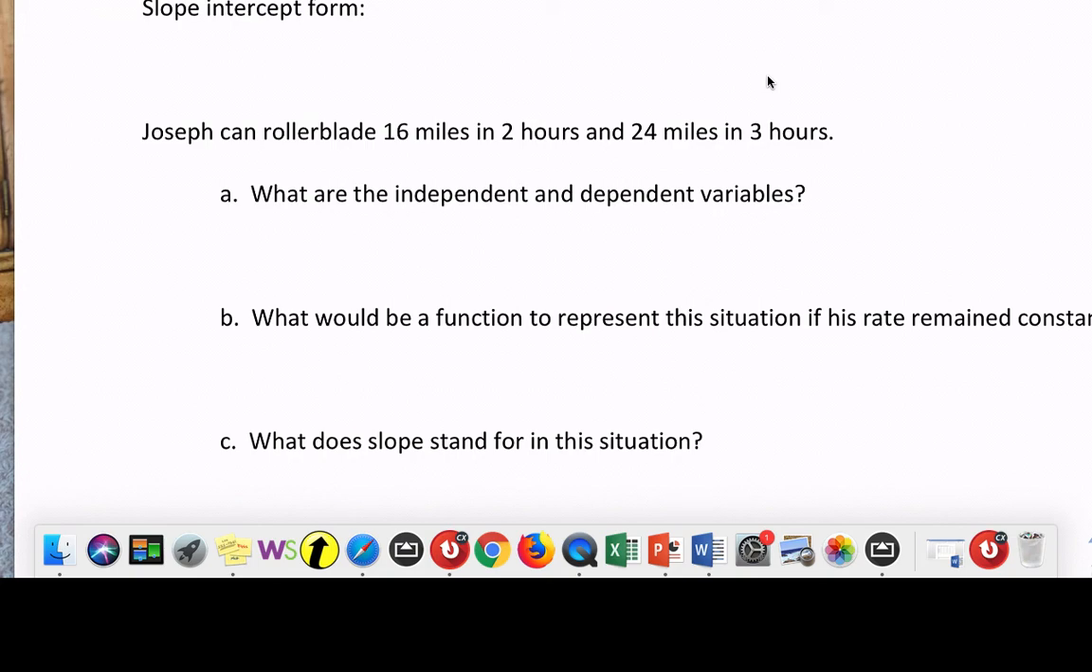In unit 2, we looked at linear functions. So we'll do a quick review for your final. I think we started with slope-intercept form. You should remember slope-intercept form can be written like this: y equals mx plus b.